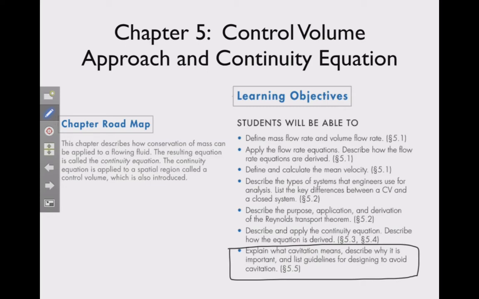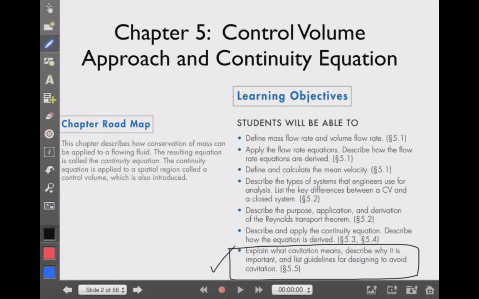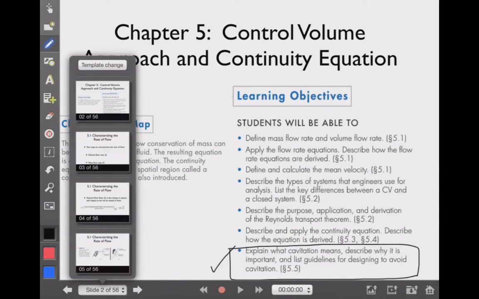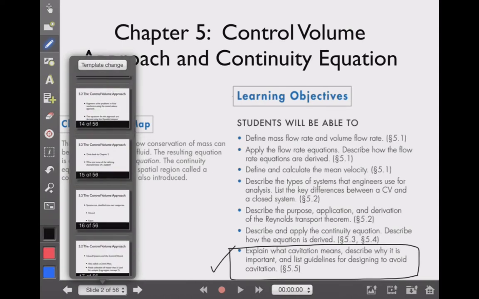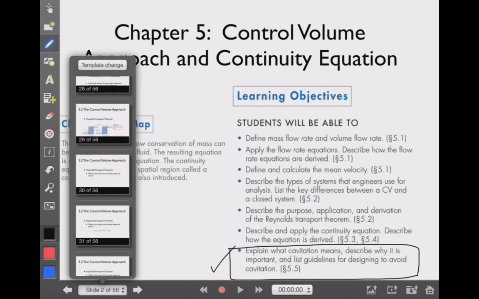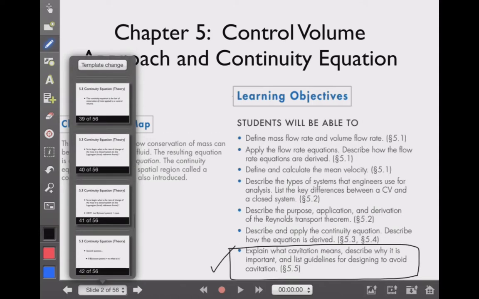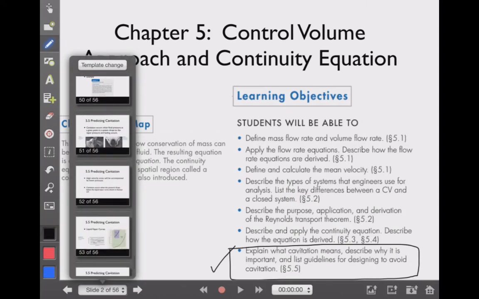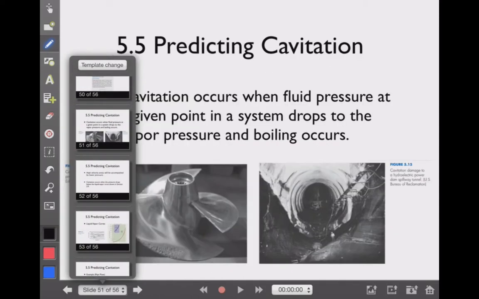But this is something that engineers need to be very careful about if you're ever designing or working with flow problems, because it can be very devastating to equipment. It can damage equipment. So let's take a quick look at this. I'm just going to scroll all the way to the end of the chapter here. Been through a lot here, and here's our section on cavitation.